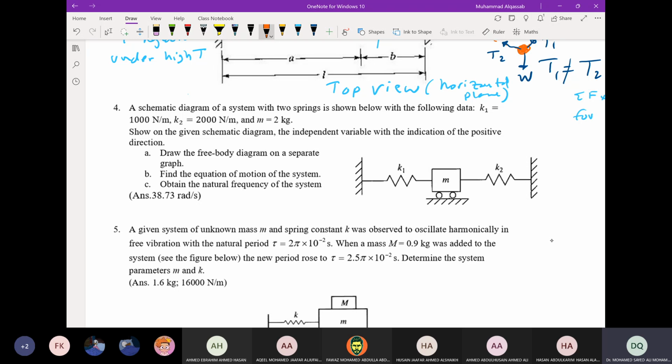or the system is arranged in the horizontal plane in which the weight is not part of the free body diagram. The weight is perpendicular to the view you are seeing. So it is not along the y direction or the horizontal direction. It is perpendicular to the plane.